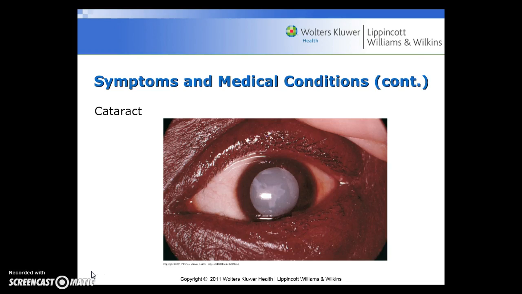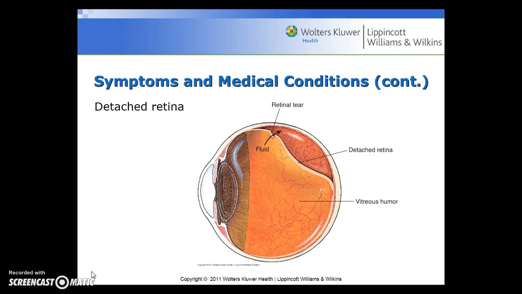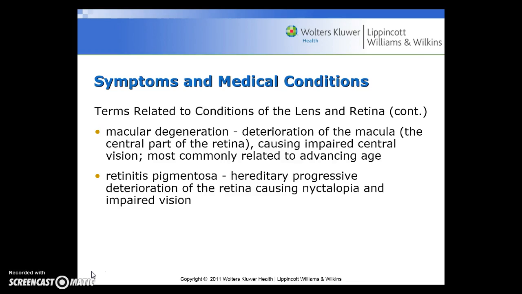And here you can see a cataract. You can see the white part of the eye. Here you see a picture of the detached retina due to a retinal tear and the fluids leaked out. See the vitreous humor. Other conditions of the lens and retina are macular degeneration.